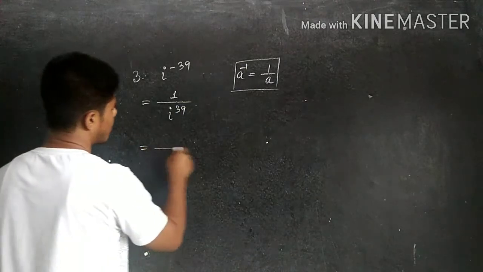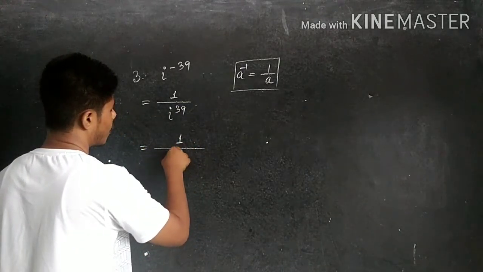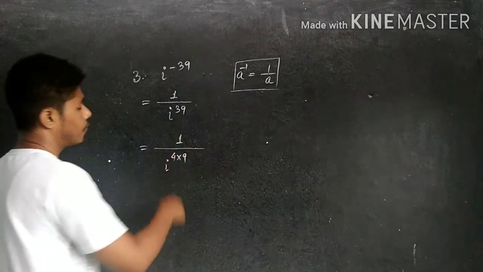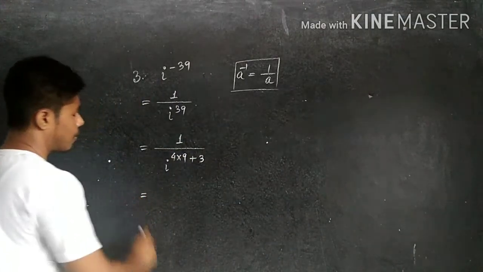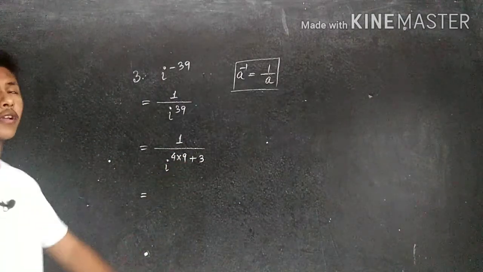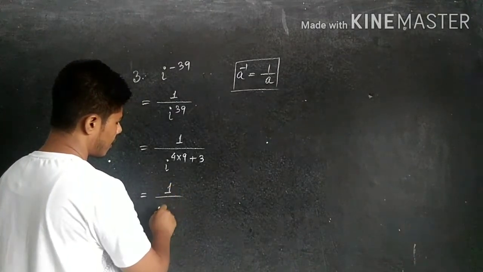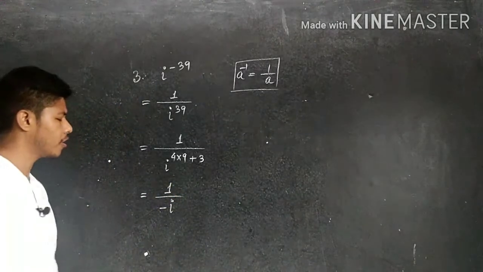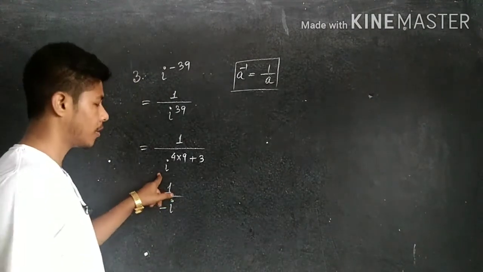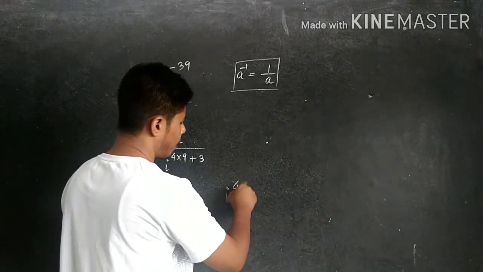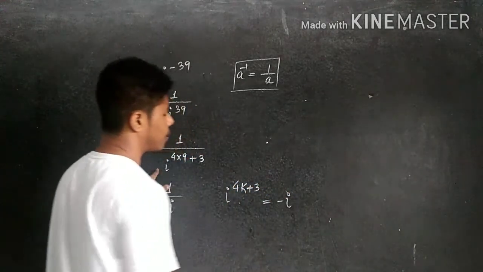Now we have to convert this into a multiple of 4. So that's how we write here i to the power 4 into 9. 4 nines are 36, plus 3. So that means this one is now i to the power 4k plus 3. If i to the power 4k plus 3, then what is the answer here? Minus i. So i to the power 4k plus 3 means minus i. All of us know this one, isn't it? i to the power 4k plus 3 is minus i.